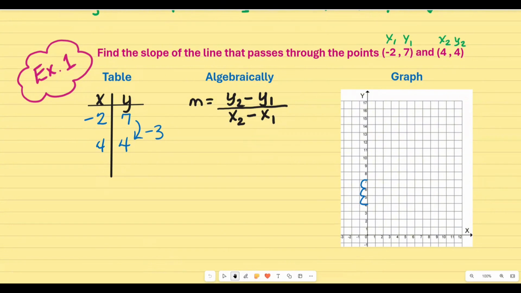Now on my x column, I am going from -2 to 4. So this time I'm going positive. I'm going 1, 2, 3, 4, 5, 6. So if I'm ever going to the right or up, then it's going to be a positive number. In this case, it was +6.